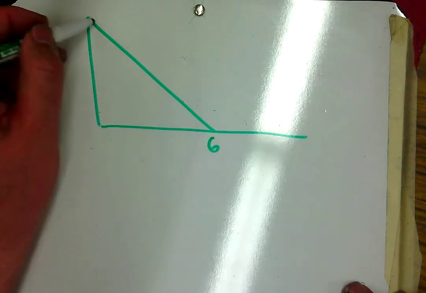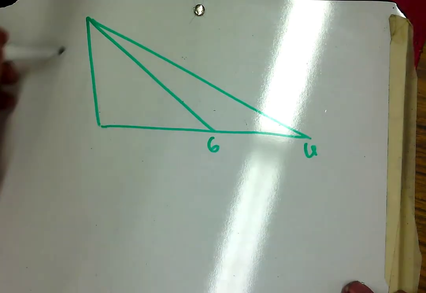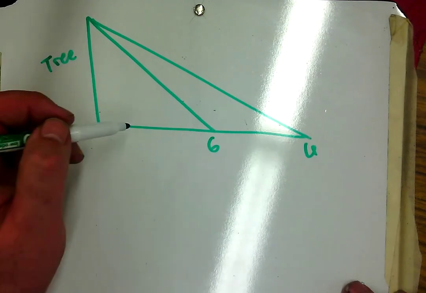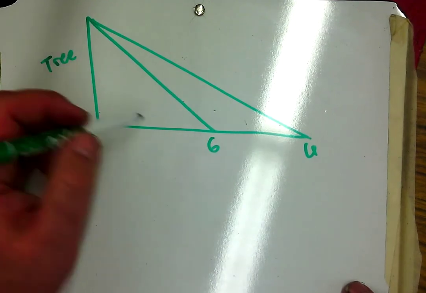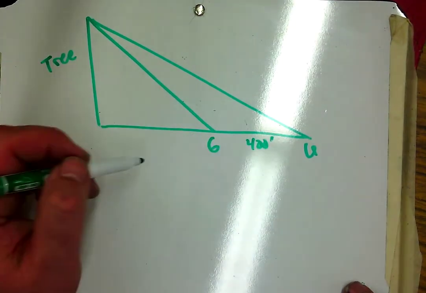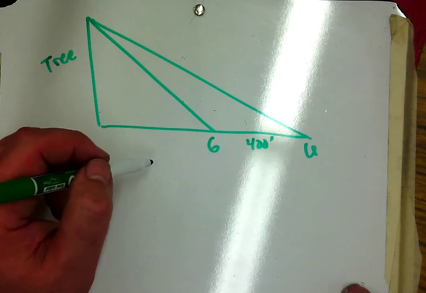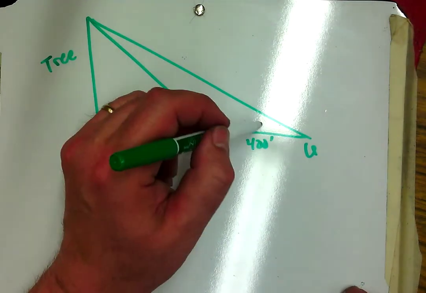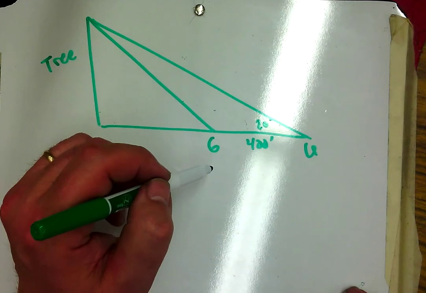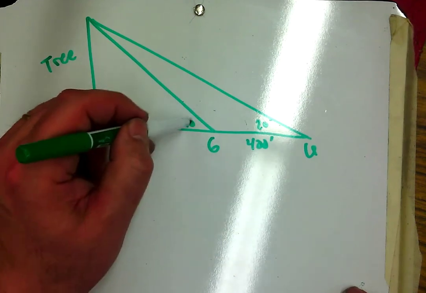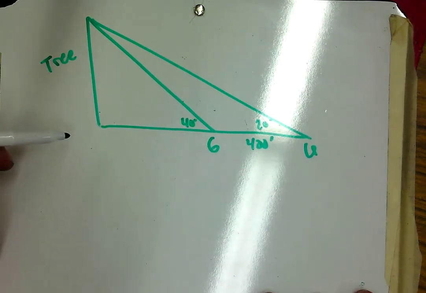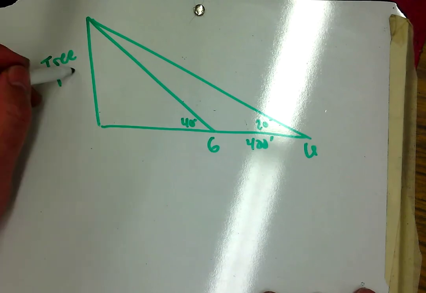There's the giraffe. There's you. Here's the tree. You look up. You're standing 400 feet behind Mr. Giraffe. 20 degrees for you to see the top of the tree. 40 degrees for the giraffe to see the top of the tree. How tall is the tree?